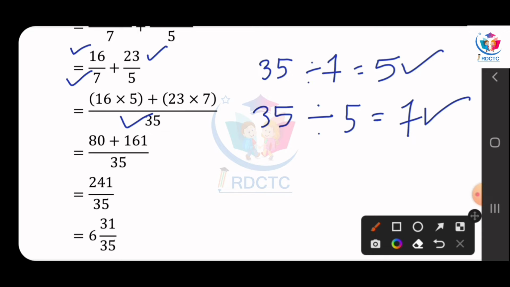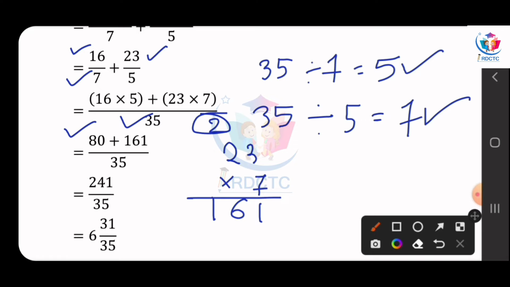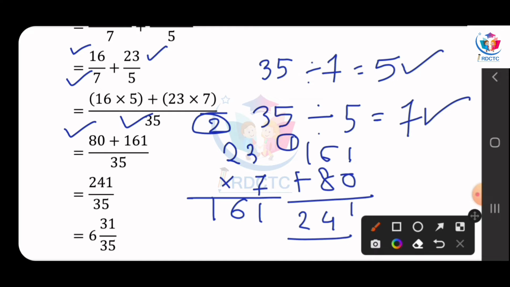Okay, 16 5s are 80 and 23 7s are 23 into 7. 7 3s are 21. I carry 2 here. 7 2s are 14 plus 2, it is 16. Okay, 161 plus 80 means 1. 8 plus 6, 14. I carry here 1. Now 1 plus 1, 2 and the answer is 241 by 35.